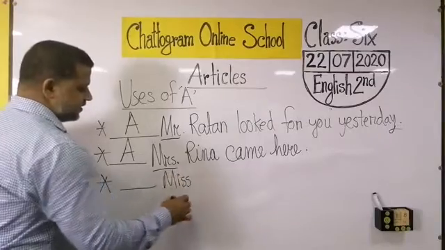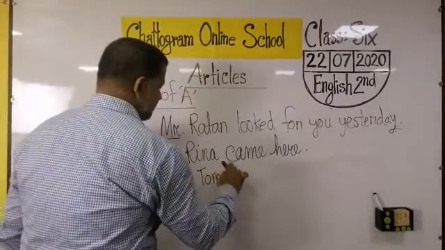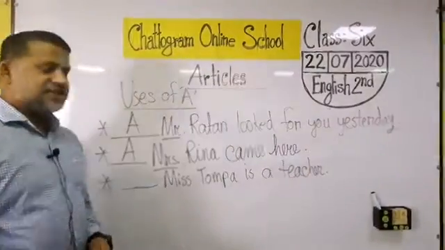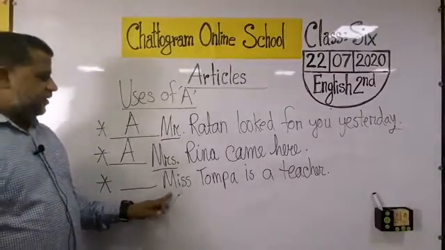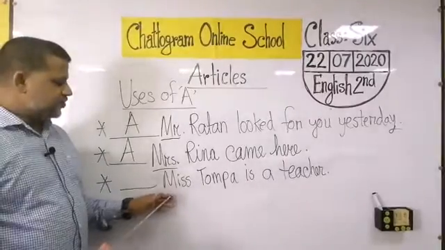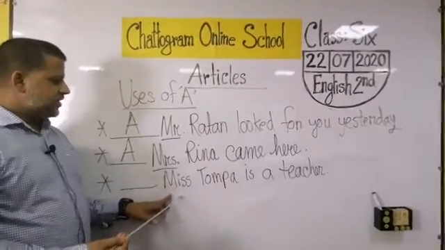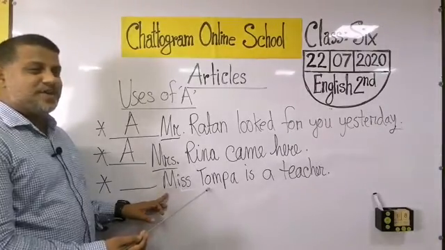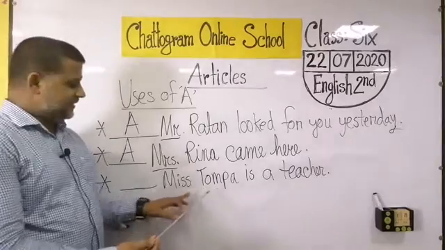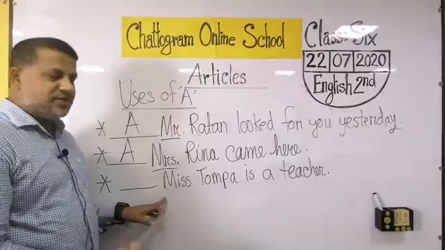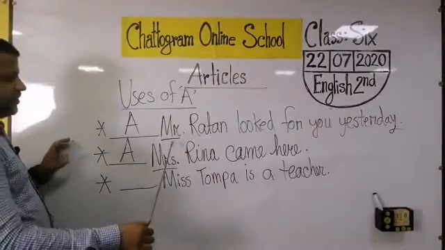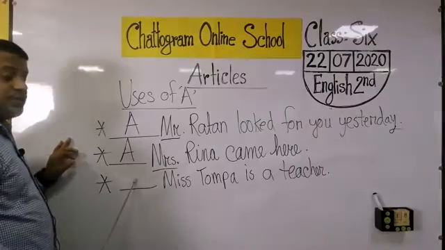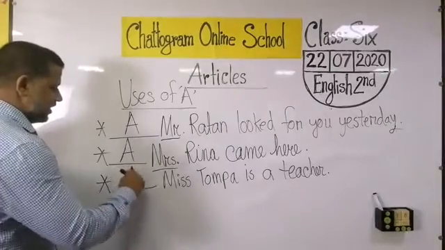Look at another example. Ms. Tumpa is a teacher. Ms. Tumpa is a teacher. Dear learners, look at the example. Let's learn the pronunciation of this word, Ms. This kind of word should be used just before a person when it is uncertain whether she is married or unmarried. It means Tumpa may be married or unmarried. Then we should use Ms. Have you learned it? So if you find Mr., Mrs., Ms., and if you get a gap just before this kind of words, we all should use a as an article. So our answer should be a.